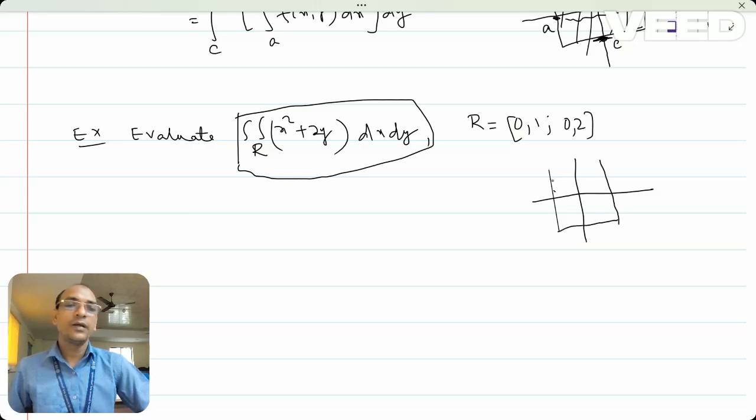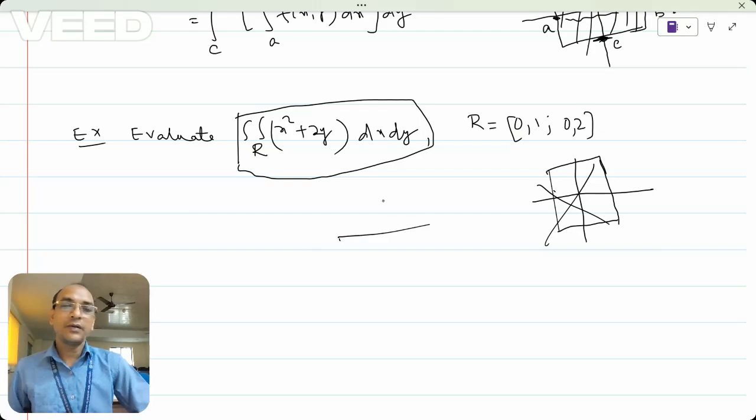This is my thing. Sorry, this reverse thing I did. Here I will go, the value of x is 0, so y is 0, so we will start from here. So I can have it like this. This is my rectangle. This is my y-axis, this is my x-axis.